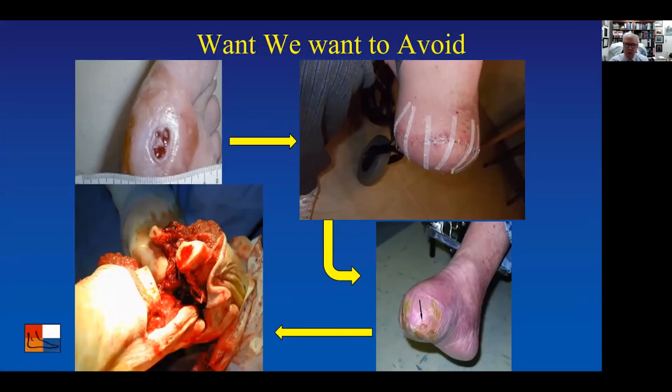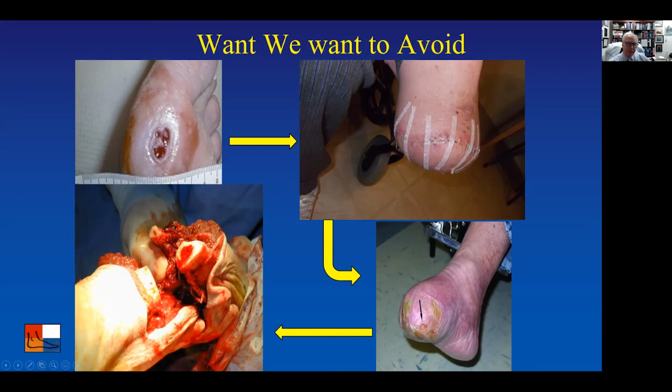This is what we want to avoid, a neurotrophic ulcer. Okay, and you can tell this is neurotrophic as opposed to ischemic if you look at these and you see the pink granulation tissue. This is not ischemic. Well, there's probably some component of decreased perfusion, but this is primarily a neurotrophic sensory-derived ulceration.